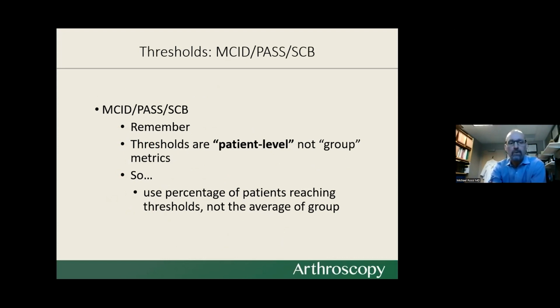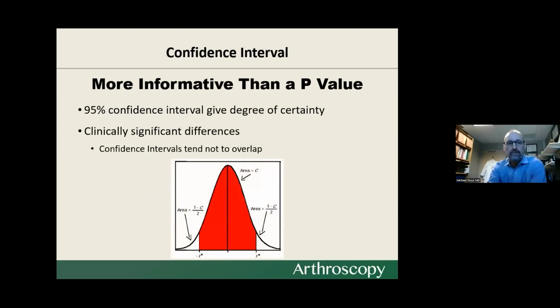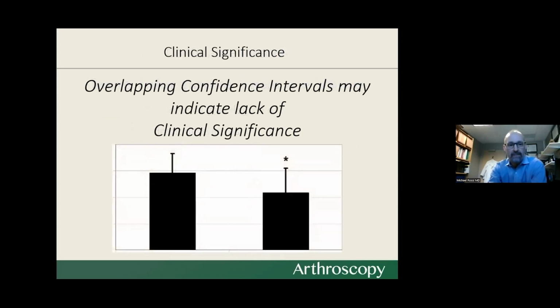What does that mean? Well, that means that you need to use the percentage of patients reaching these thresholds such as MCID, PASS, and SCB, not the average of the group. And that is a common mistake that we see that needs to be caught. Confidence intervals are vastly more informative than p-values. 95% confidence intervals give a degree of certainty, and the confidence intervals tend not to overlap. If you have overlapping confidence intervals, this may indicate a lack of clinical significance.